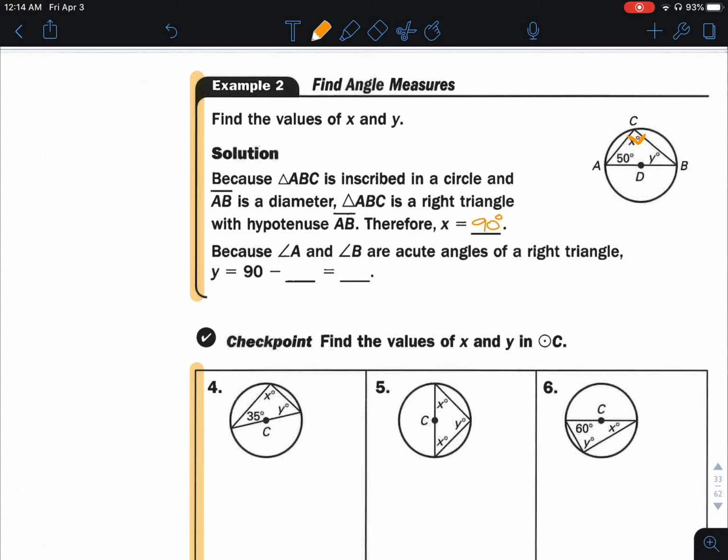Well, in a triangle, we know that my two other angles add to be 90. So to find y, I have 90 minus my 50, I should get 40 degrees. And if I add my 40, my 50, and my 90, I should get 180, which is true for all triangles, because all triangles equal 180 degrees.